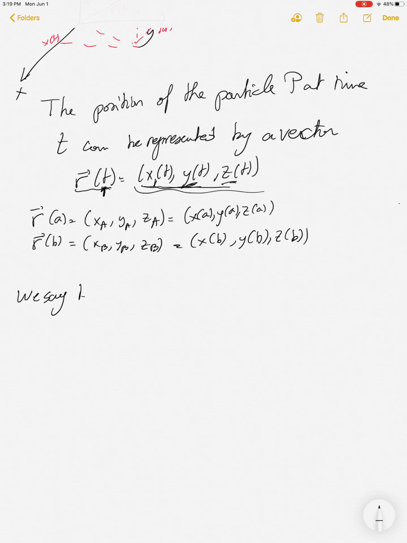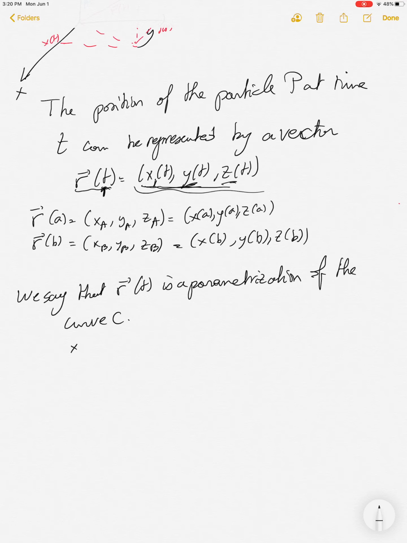Now we say that r of t is a parameterization of the curve C. If I know at each time where I am, I can define my motion. So I know how I move. I can retrace my motion. This is why we say r of t is a parameterization of the curve C.